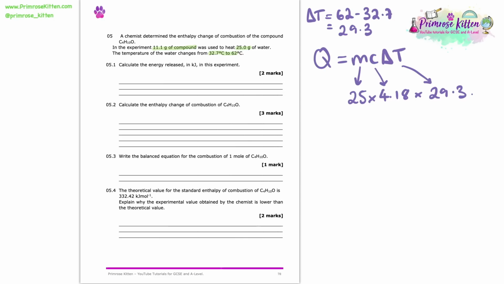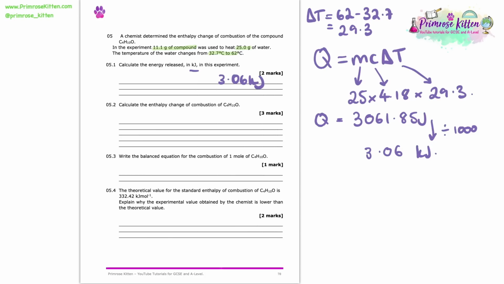Now if we multiply all of these three things together, we will get the energy in joules. And then, because the question wants the energy in kilojoules, we will have to divide that by 1,000 to find it in kilojoules. Initially I get 3,061.85 joules, but then dividing it through by 1,000 to convert it to kilojoules, I get 3.06 kilojoules if I round it to three significant figures.